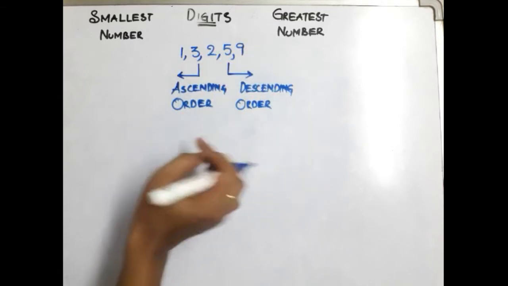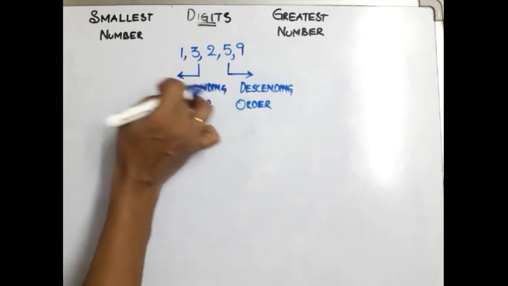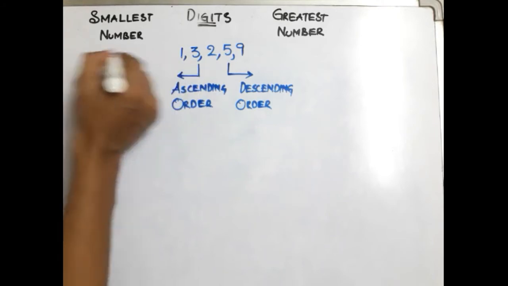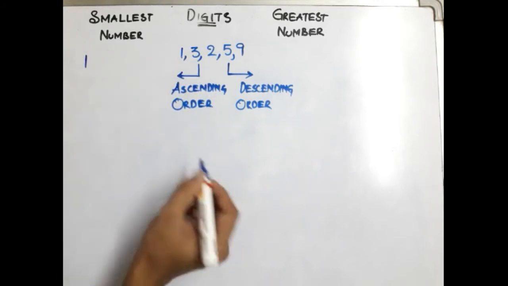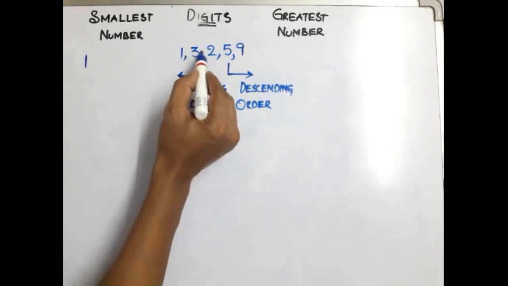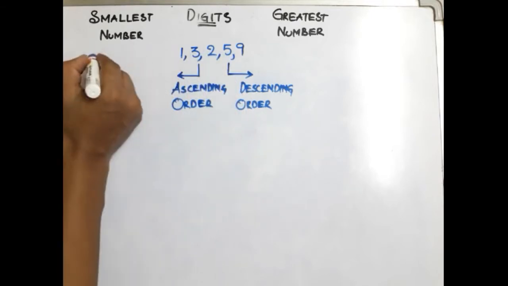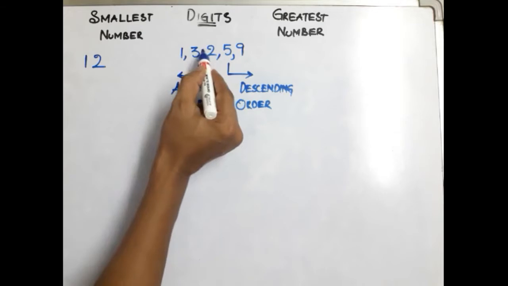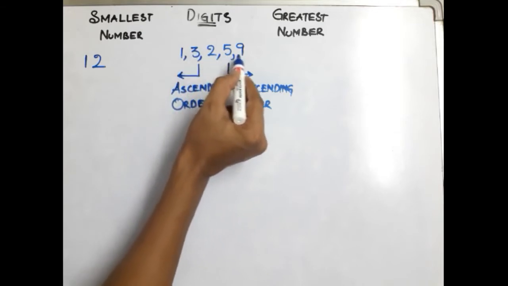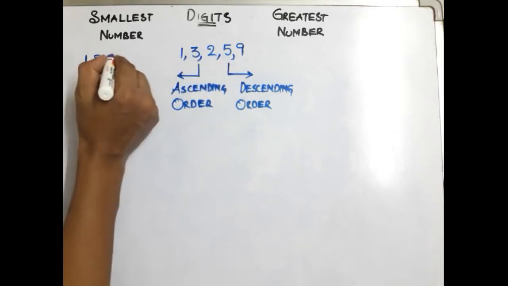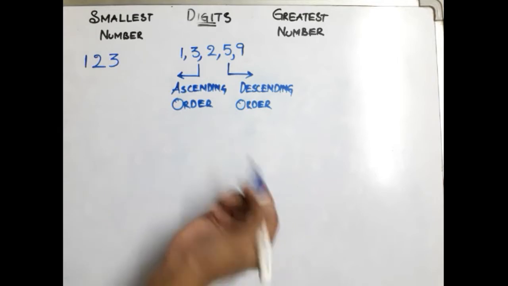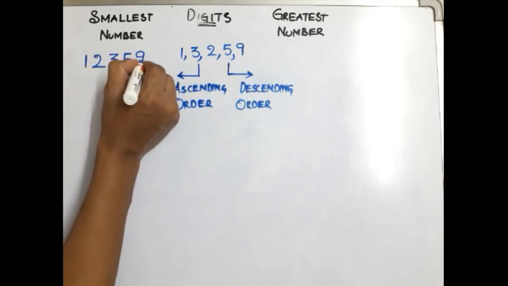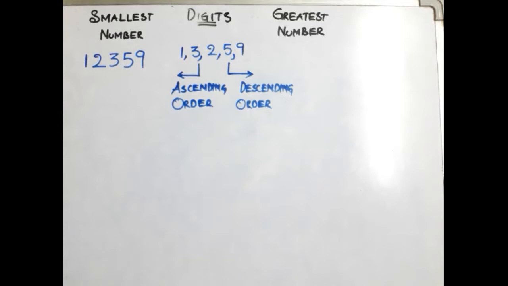Ascending order means, as you know, small to big. In the given digits, what is the first smallest digit? 1. And we are done with 1. In 3, 2, 5, 9, 2 is the smallest. So here we are done with 1 and 2. Leftover digits are 3, 5 and 9. In 3, 5 and 9, which is the smallest? 3. Next is only 5 and 9. 5 is the smallest. And lastly 9 is the leftover digit.